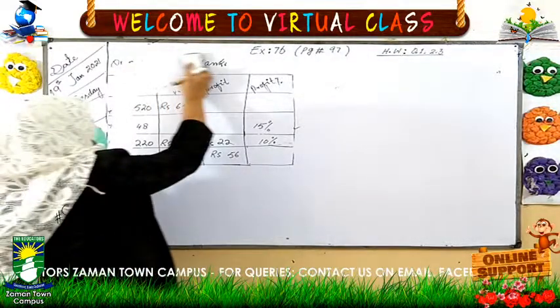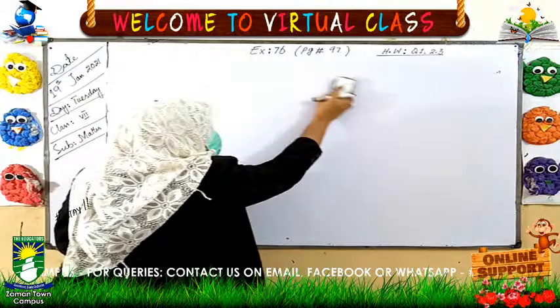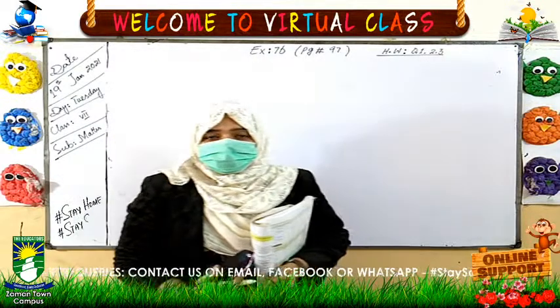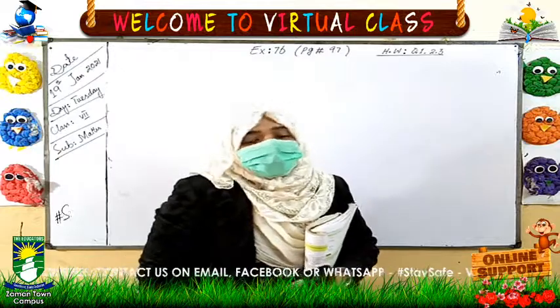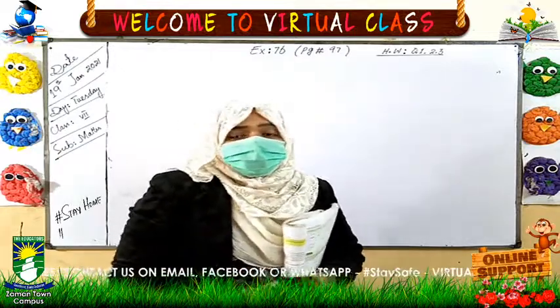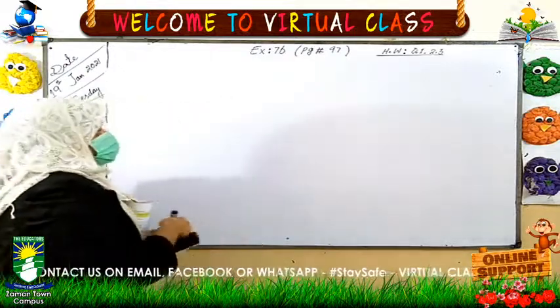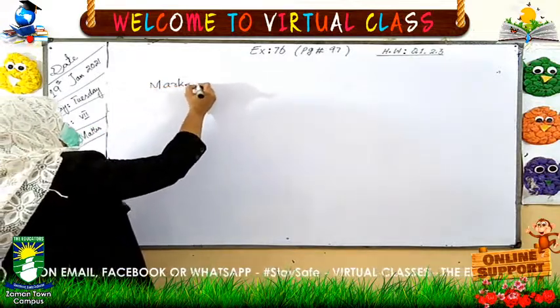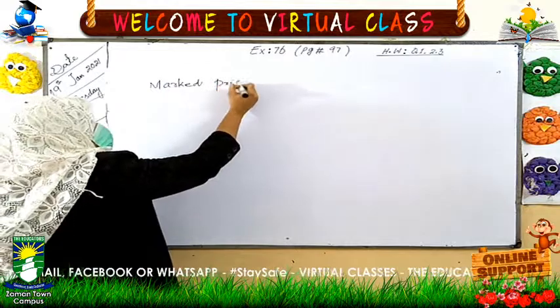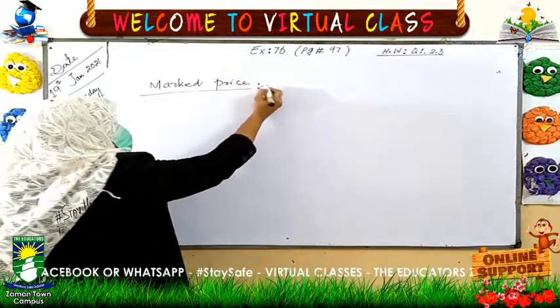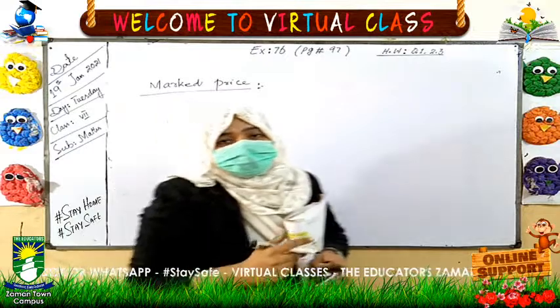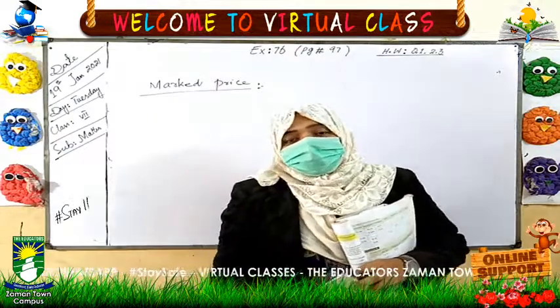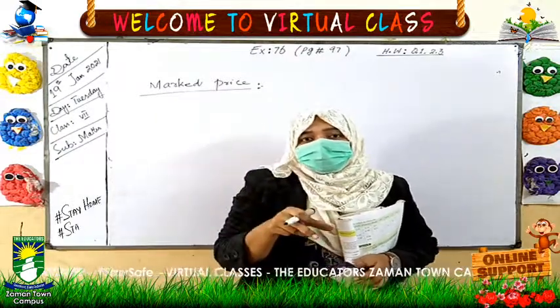Before starting question number 2 and question number 3, exercise 7b is about the mark price and the discount. As we have done in exercise 7a, the loss and profit, we have here the next topic related to our financial arithmetic, in which number 1 is mark price. When we define the mark price, we can say that it is a price which a buyer pays for any article, or it is a tag price.